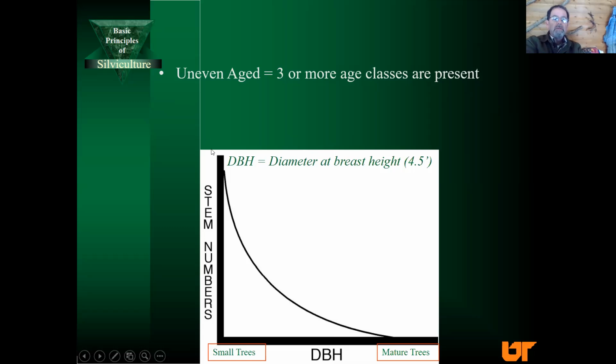So in an uneven aged forest, you would expect to have a whole lot of small diameter trees descending all the way down to very few mature trees. It's a reversed J-shaped curve. If you were to plot an uneven aged forest, that's what it would look like.